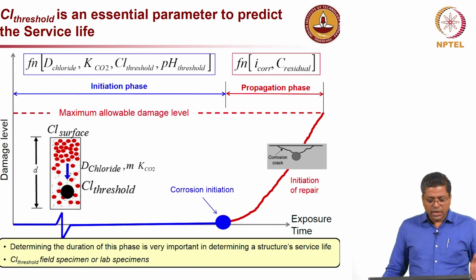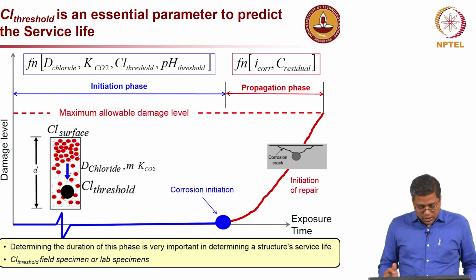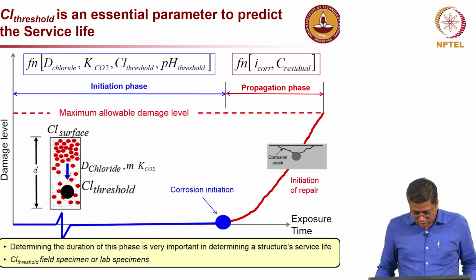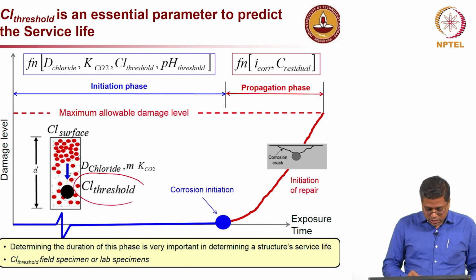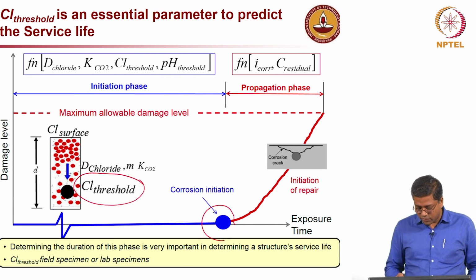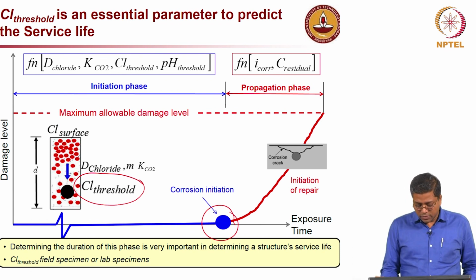Now, let us get into another very important parameter, which is chloride threshold. This slide is familiar to you, we already discussed it, and we are talking about chloride threshold, which is a crucial factor for the initiation of corrosion.